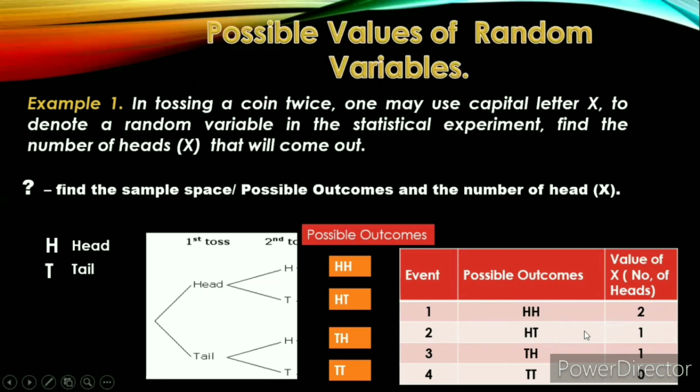Therefore, as you can observe, for event 1, may dalawang head. For the event 2, may isang head. For the event 3, isang head. And for the event 4, dalawang T, but there is no head. So, this is now how we're going to make in a tabular form to find the possible value of random variables. Okay, so another example.